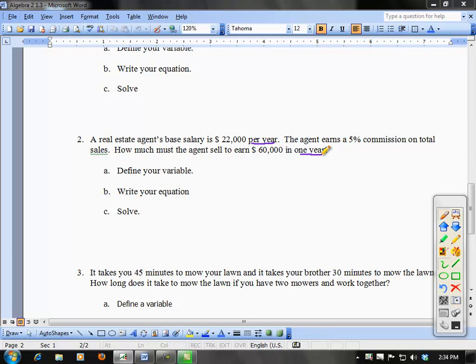Now, when we define our variable, it is what are we trying to find? I'm going to call my variable x. It doesn't matter, this is pretty standard. But this is basically my total sales. Because I earn a commission on my sales, the question is how much do I have to sell? So I'm looking for my amount sold. So if I write my equation, I want to earn $60,000. So that's what I want this to equal when I'm done.